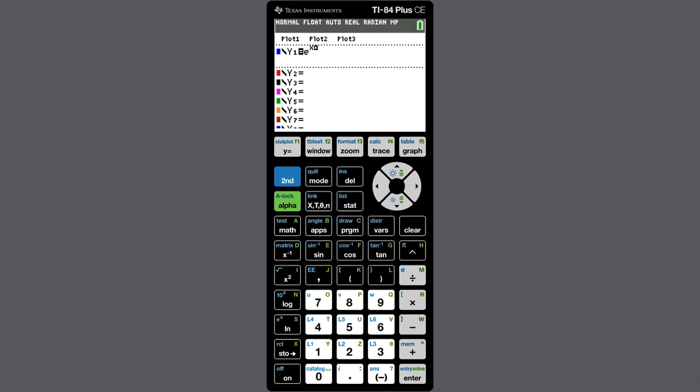e to the x. E, remember, is second ln or second divide. And we can go to the graph. If your graph is all weird, you can hit zoom up at the top and then the choice 6 will reset it for you. So here we have our e to the x graph.